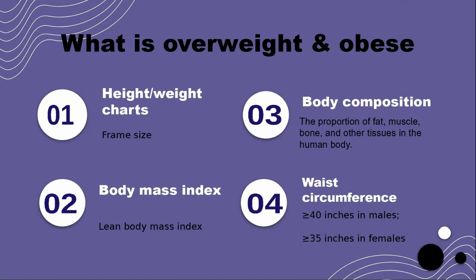BMI is a widely used metric for assessing weight status, but it has some limitations. One issue is that it doesn't differentiate between muscle and fat, so it may misclassify individuals with high muscle mass as being overweight or obese. For example, the football players over here. Additionally, it doesn't account for differences in body composition between genders or ethnicities. It's also not a comprehensive measure of health since it doesn't consider factors like fitness level, distribution of fat, or overall body composition.